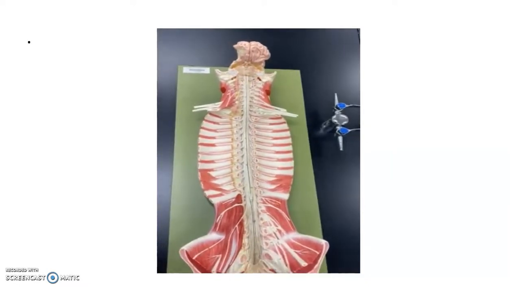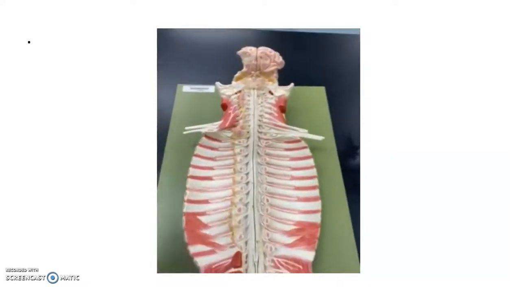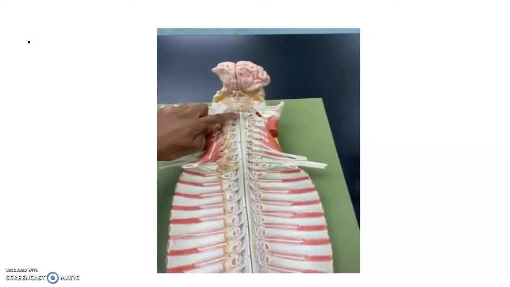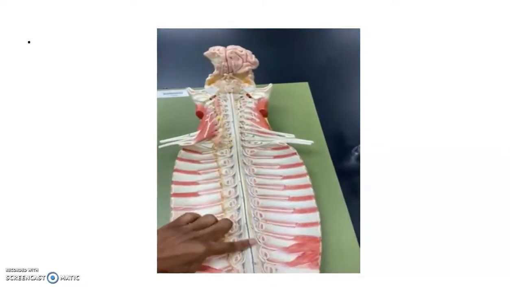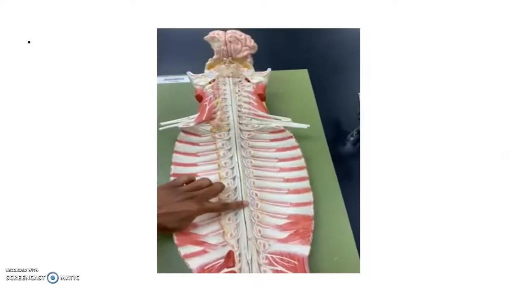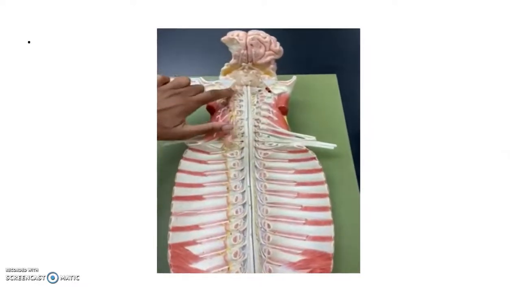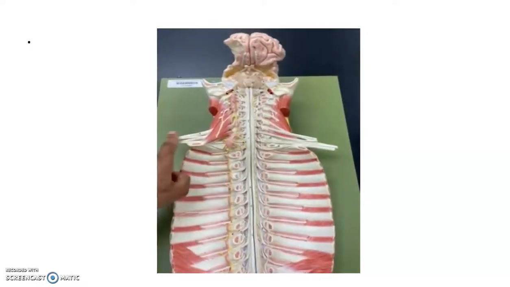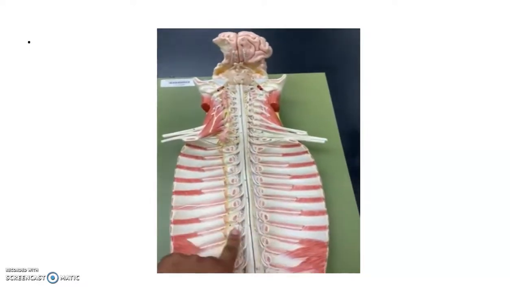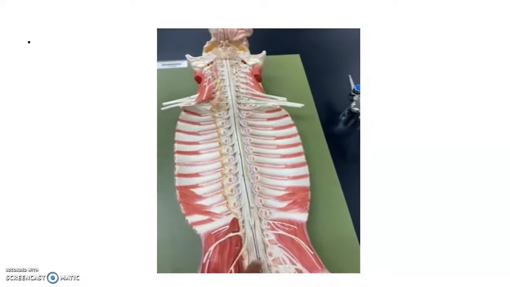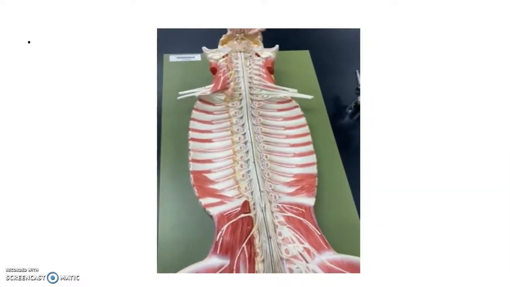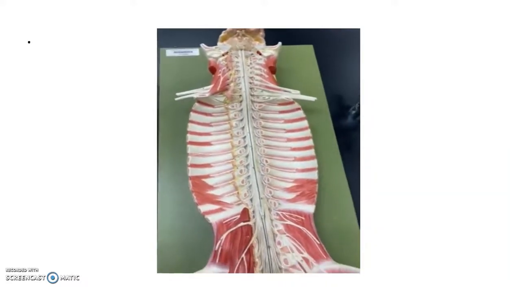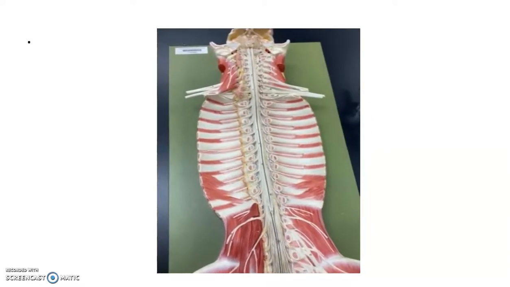This is your spinal cord. This is the brain. This is the spinal cord. The yellow structures and the white structures here are your spinal nerves coming off of the spinal cord all the way down, and you can see those nerves all here. There are three structures that we should be familiar with on this model.